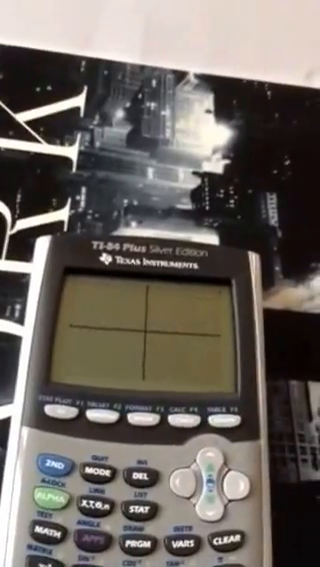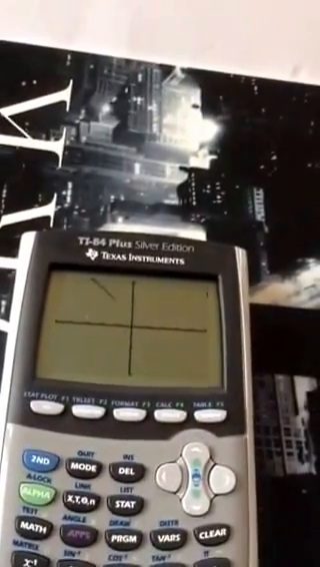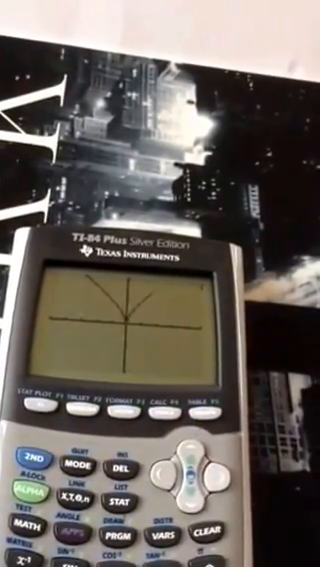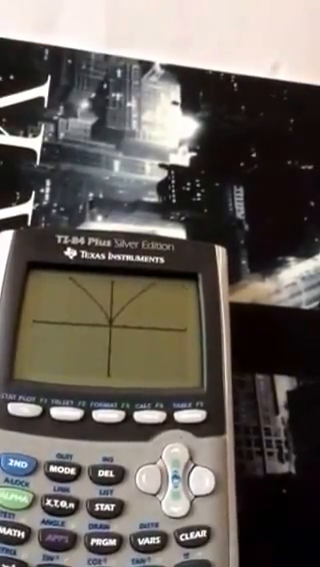I graphed this function. You'll have your calculator on this test, so let's watch it. And there it comes, our famous cusp at 0. And of course, to the left of 0, it's decreasing, and to the right, it's increasing. But 0 is a local and global minimum.